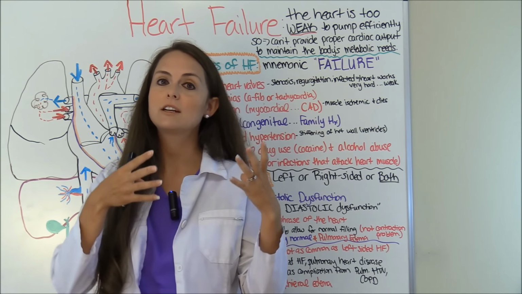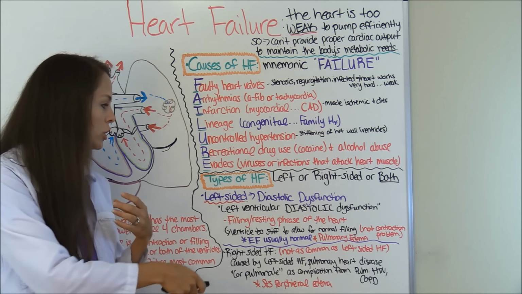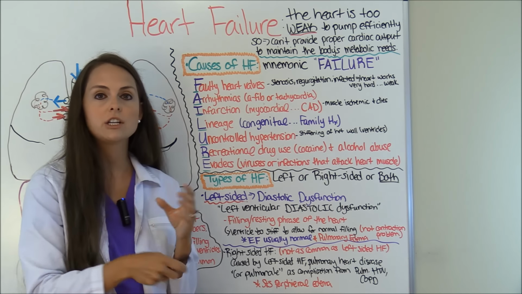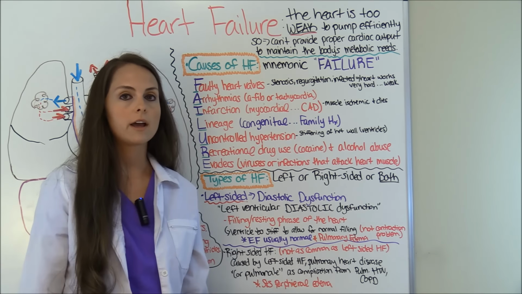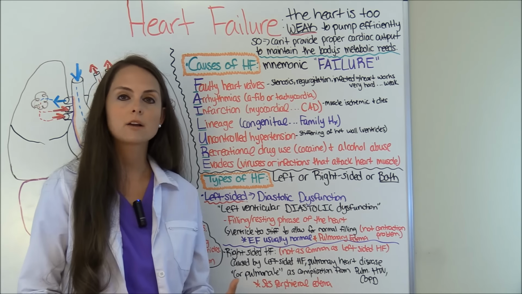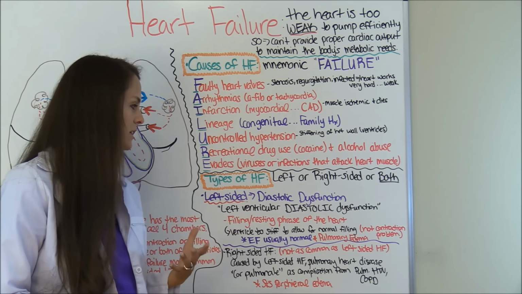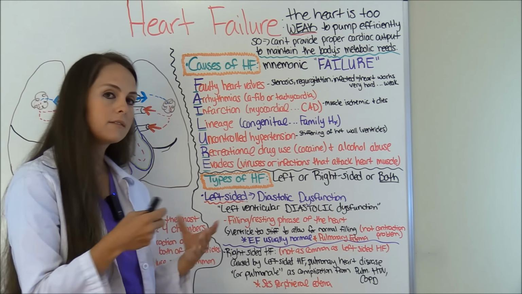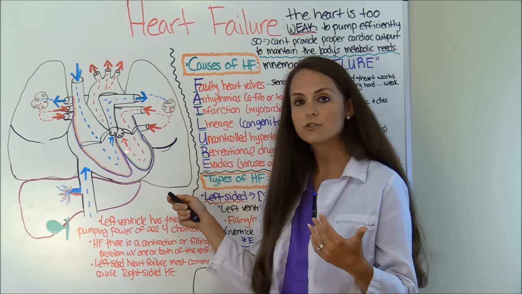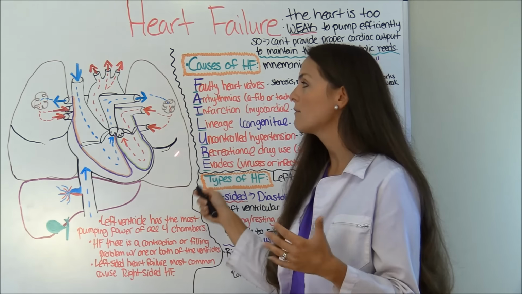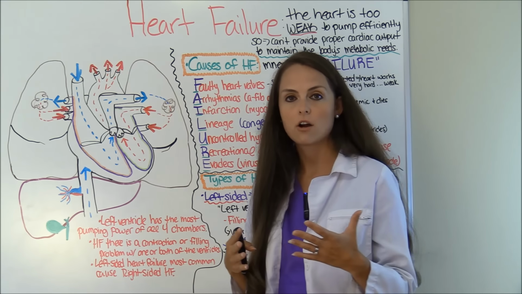So because it's not an issue with contraction, it's an issue with it actually filling, your ejection fraction is usually going to be normal on these patients. So they'll go for an echocardiogram and their EF comes back normal, because there's not an issue with contraction, just filling. Now, with your left-sided heart failure, just because of where that left ventricle is, you are going to have pulmonary symptoms with your left-sided heart failures.